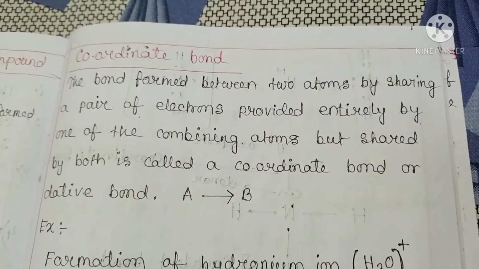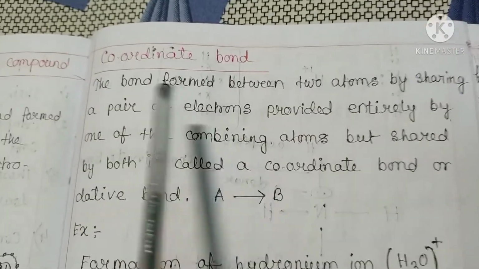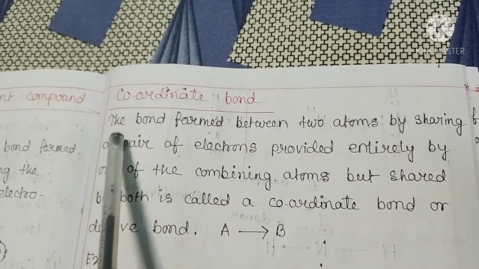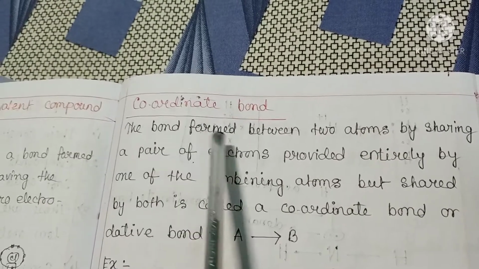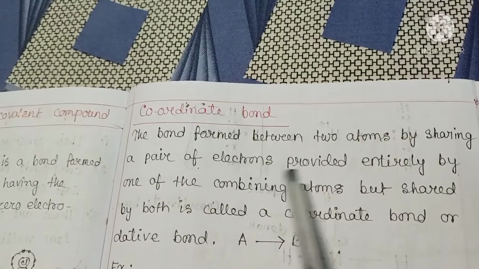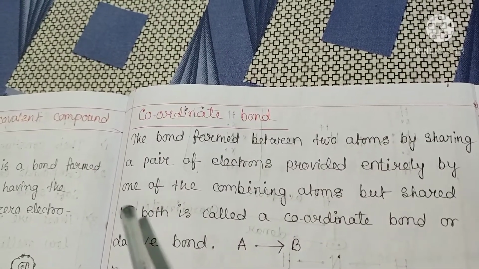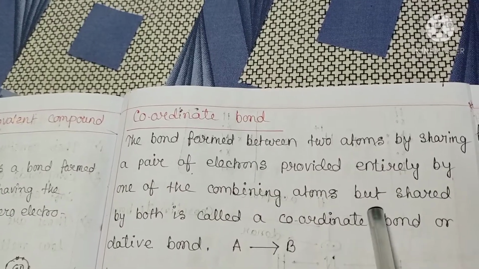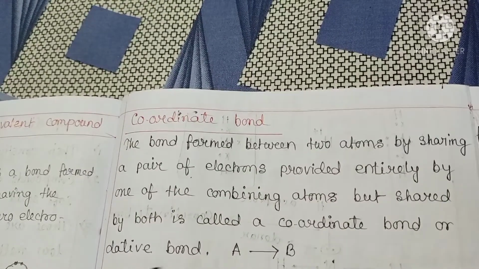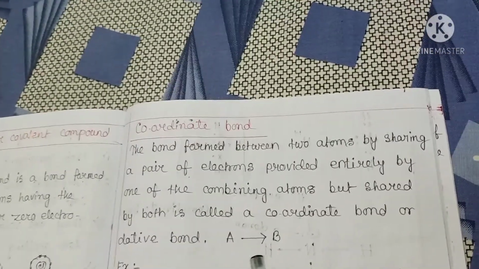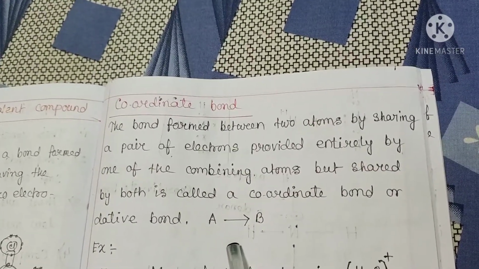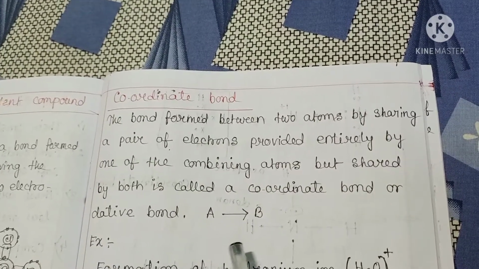Hello everybody. Continuing the chapter chemical bond, today we are going to learn about the coordinate bond. The first definition: what is a coordinate bond? The bond formed between two atoms by sharing a pair of electrons provided entirely by one of the combining atoms but shared by both is called a coordinate bond or dative bond. This means a coordinate bond is formed by a shared pair with both electrons coming from the same atom.